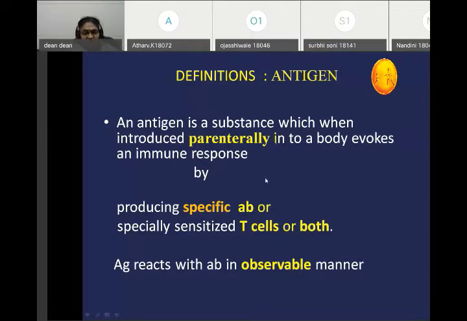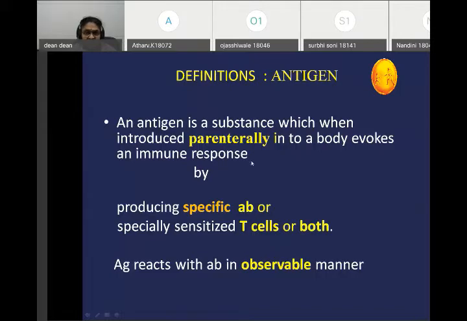Usually the antigens which enter through oral route are destroyed by digestive enzymes and no antibody is produced. Exception to this is vaccines, oral vaccines which can be given orally. Some vaccines can produce antibodies after oral administration.